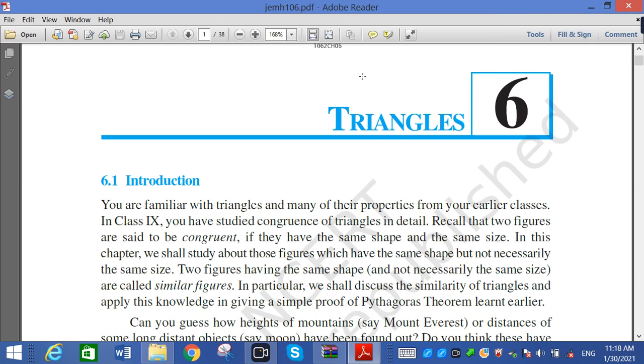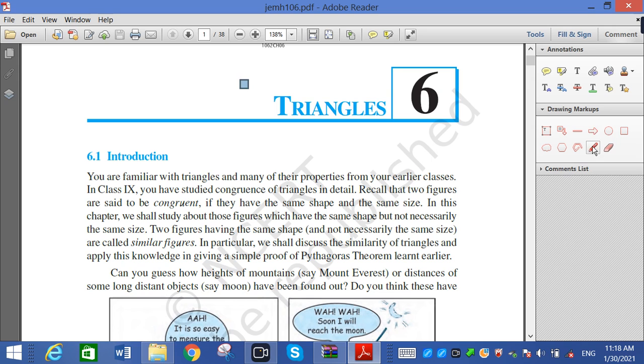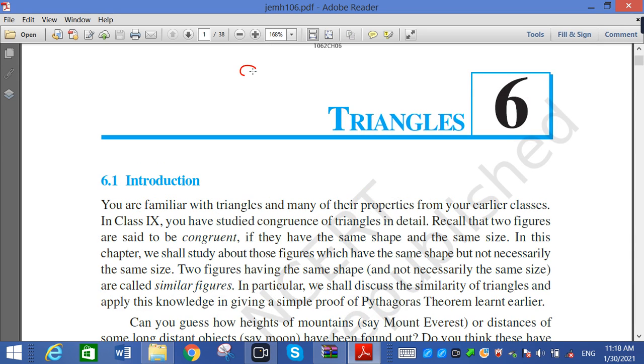Good morning, friends. Today we want to start a new chapter, that is chapter 6. Chapter 6 is related to the triangle figure. In earlier standards we have understood the area of a triangle and the perimeter of a triangle. Now we go for congruent and similar figures. So, two important definitions related to the triangle.